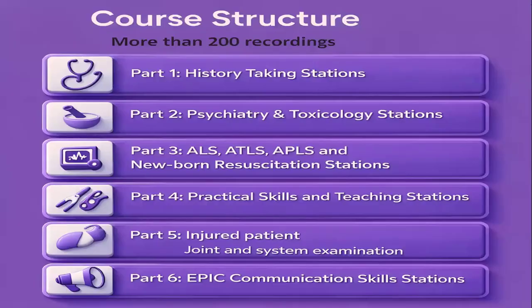So to pass with a very high score, you have to make papers for the history taking category and the psychiatry toxicology category. Both of them are history taking, the same approach with a small modification. General approach for resus, general approach for procedures and teaching, general approach for examination, general approach for communication skills station.